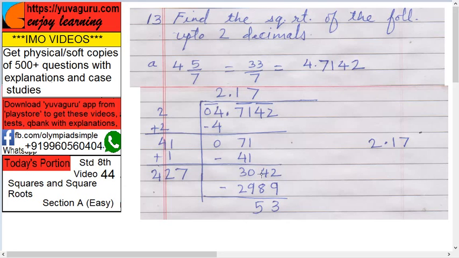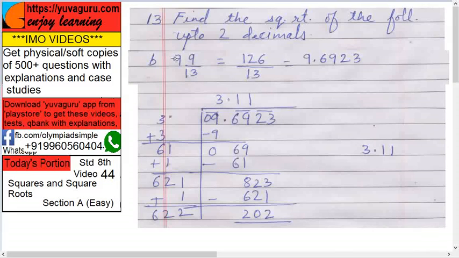Which number should we try? 304. See, 30 cannot be divided by 42, right? In that case, take 304. 304 upon 42, you'll get roughly 7. It is less than 42. 42 into 7 is less than 304. So try 42 by 7. This is a hint for trying the numbers.